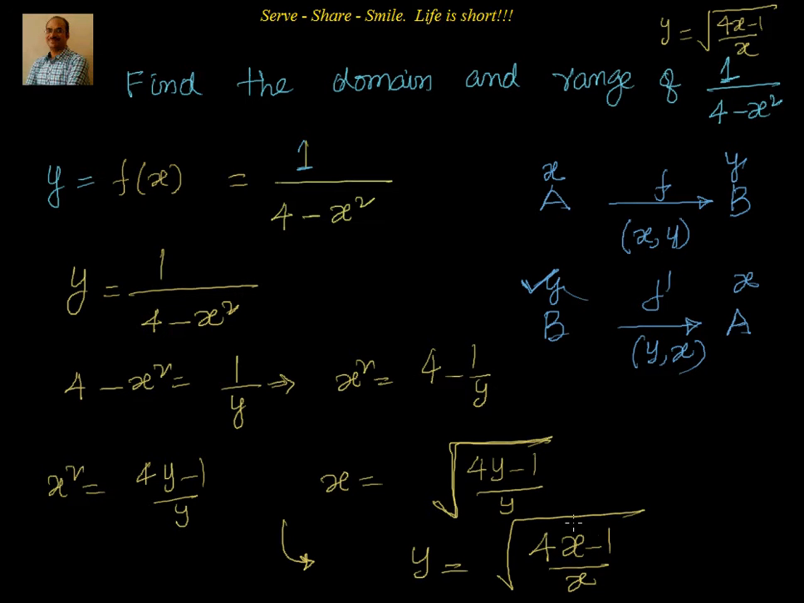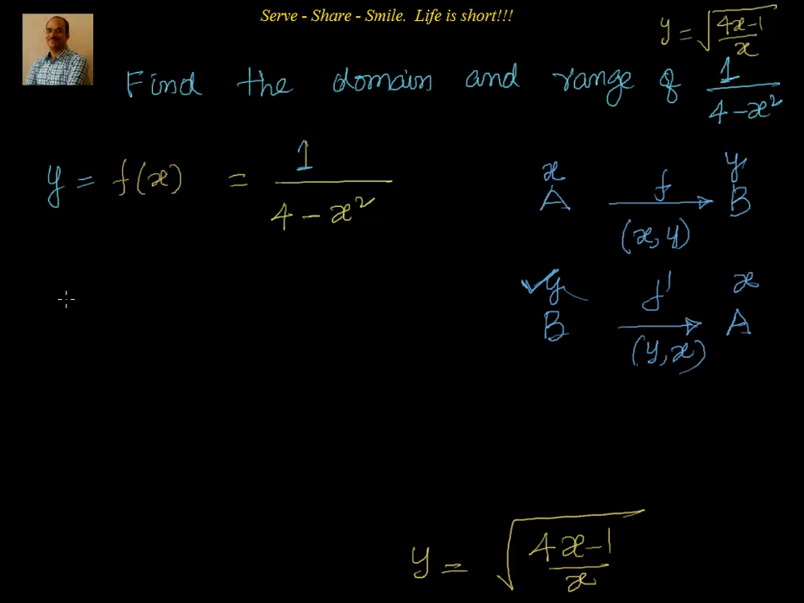Now, for which values of x this particular inverse function is defined, if I am able to understand that, that's the domain of the inverse function, which is the range of the original function. So let's go ahead and do that. So the inverse function is given by square root of (4x minus 1) by x.